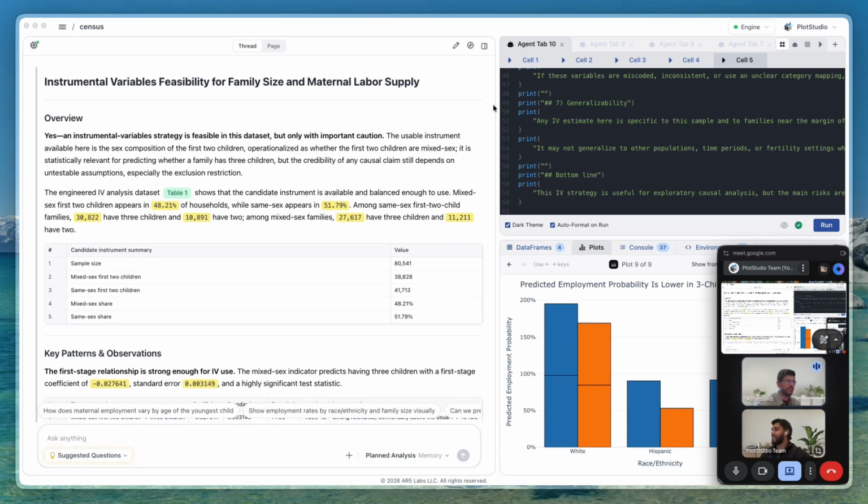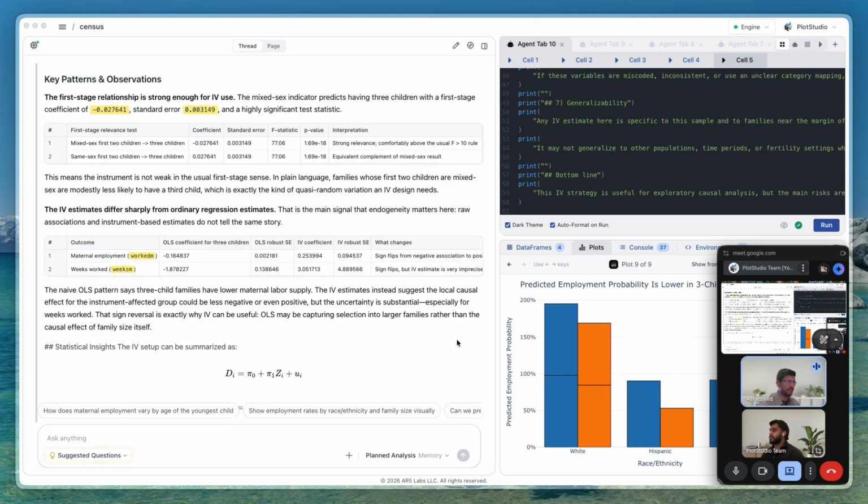Yeah. So the strategy is feasible in this data set, using the number of children, but the credibility of any causal claim still depends on untestable assumptions, especially the exclusion restriction. So it knows what IV regression is. It says the first-stage relationship is strong enough for IV use. Fair enough. And the estimates differ sharply from OLS estimates.